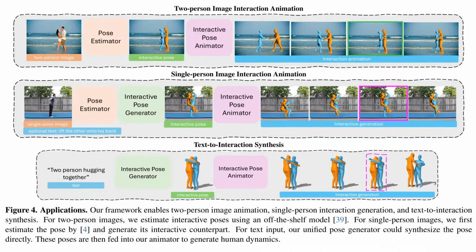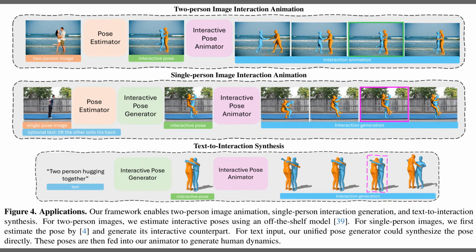So the previous figure laid out the pipeline stages. Figure 4 presents applications across 3 inputs and shows the same anchor flowing into animation. The top row illustrates two-person image animation, where an estimated interactive pose drives a short motion sequence. The middle row shows single-person image interaction animation, in which a generated partner plus optional text creates a plausible pair that the animator expands over time. The bottom row demonstrates text-to-interaction synthesis, which turns a prompt into an interactive pose and then unfolds contact-rich dynamics.